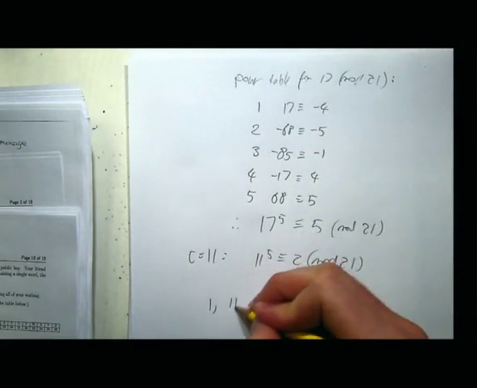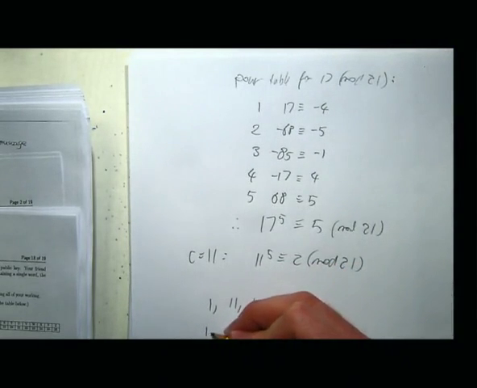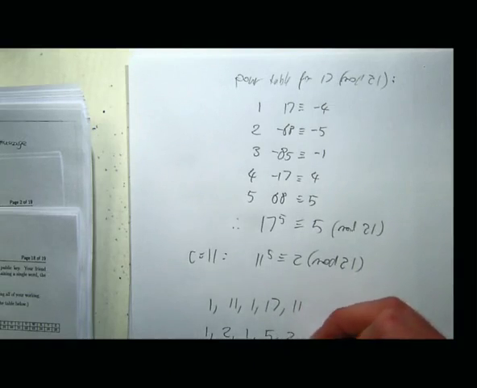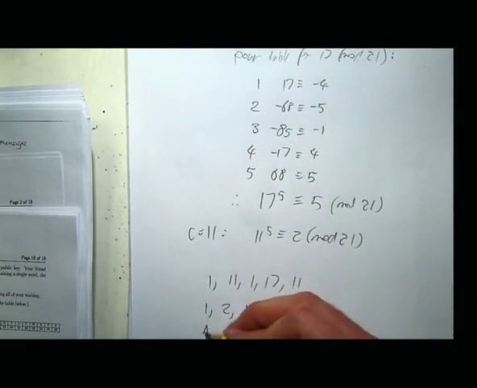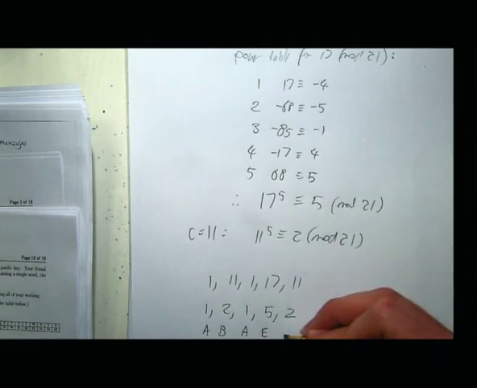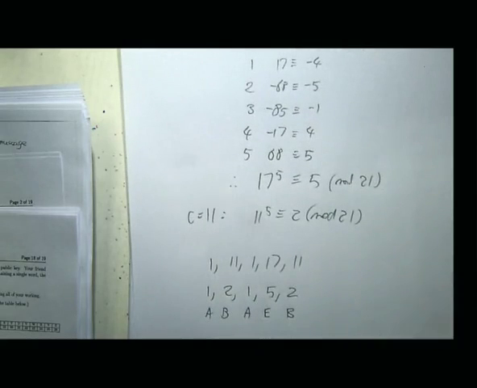So we have 1, 11, 1, 17, 11 becomes 1, 2, 1, 5, 2. Which is A, B, A. This is bad. That doesn't look like it makes any sense. Have I done something wrong then?